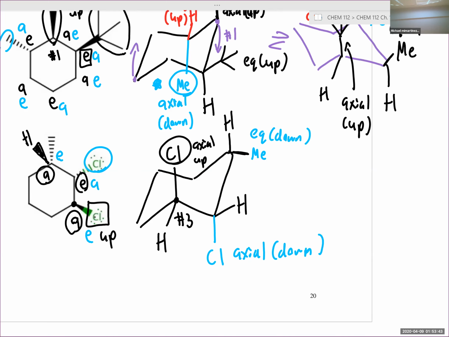We exchange all of our axial and equatorial positions. Remember, carbon number 1 goes down, carbon number 4 goes up.